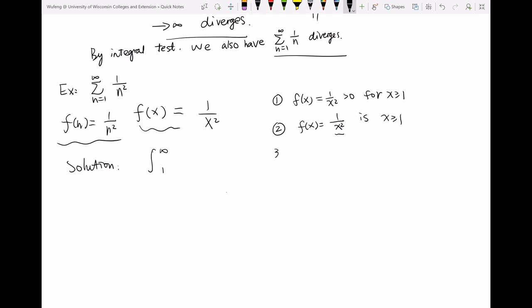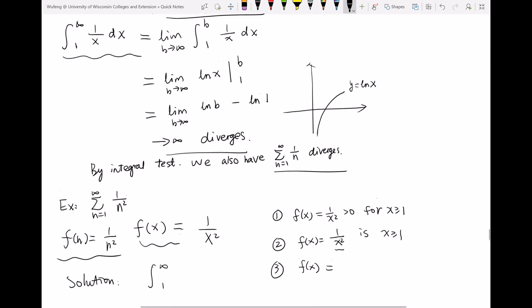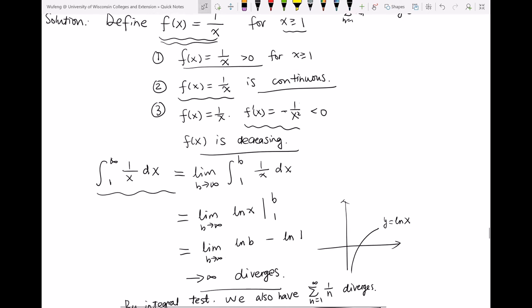And thirdly, we have to make sure this function is decreasing. Andrew, could you please tell me why it is decreasing? Well, if you take the limit to infinity, it's going to be 1 over a huge number that's greater than 1. Okay, to determine whether a function is decreasing or increasing, what do we do?